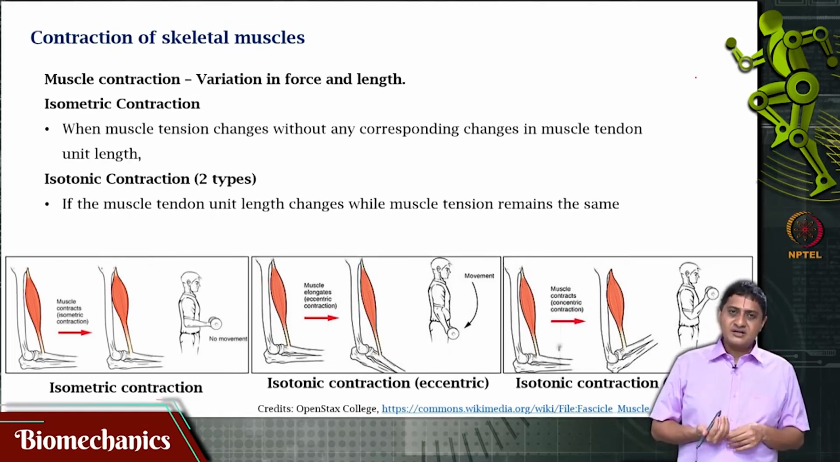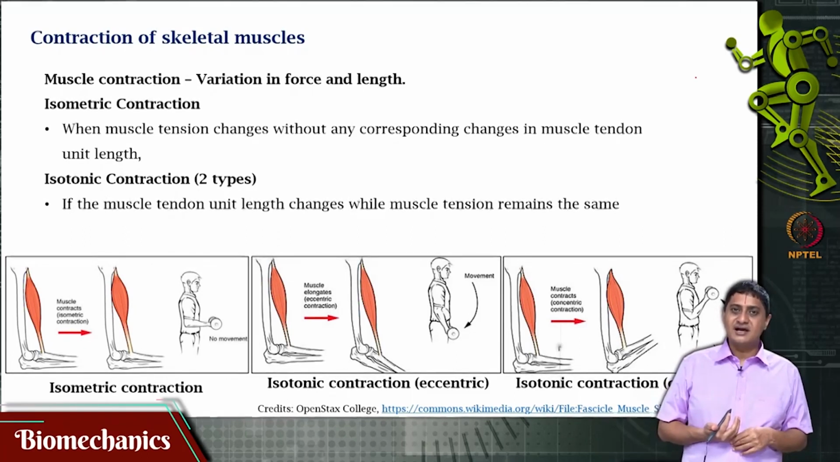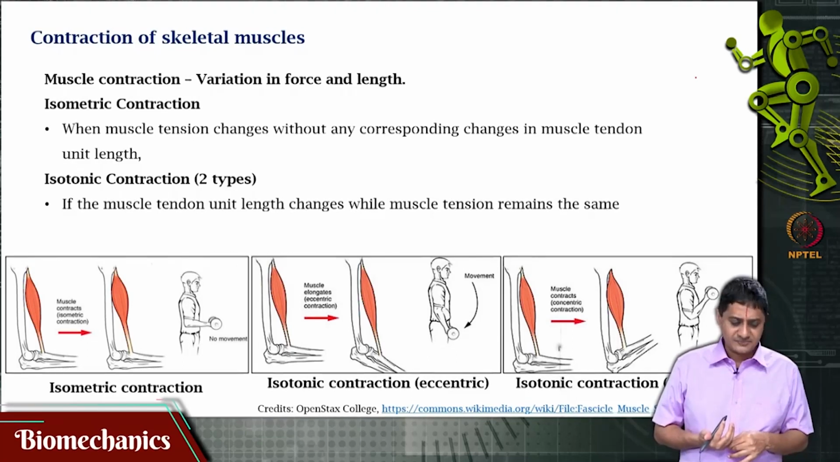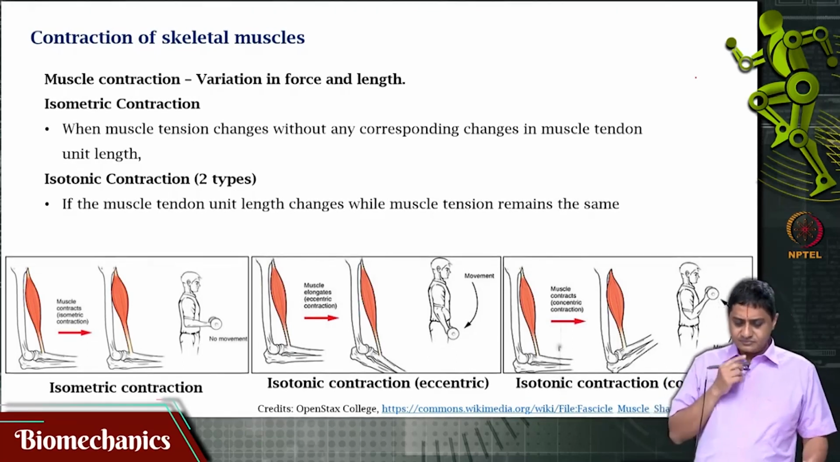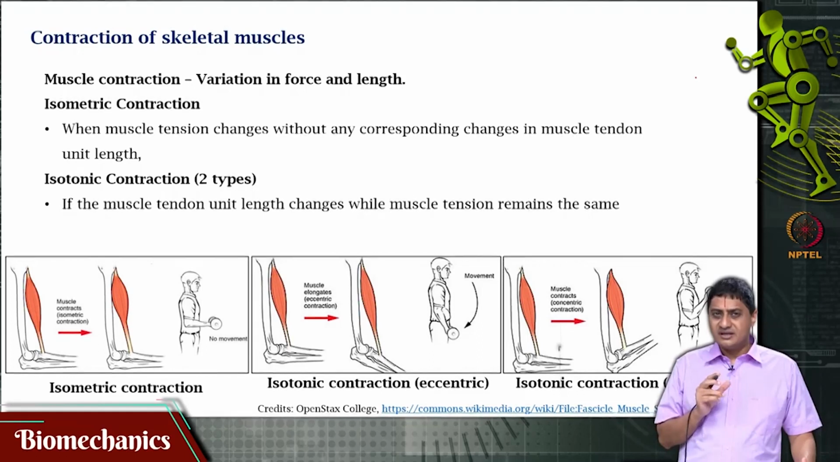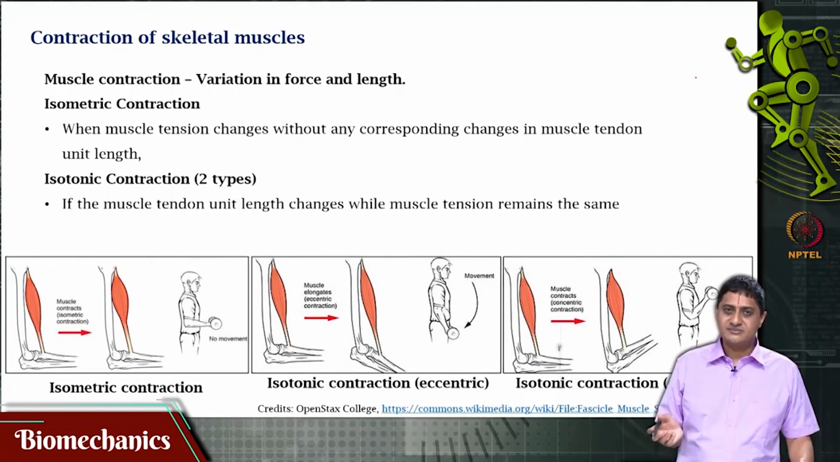When a muscle contracts without causing any change in the configuration of the bones that are involved, such a contraction is called an isometric contraction. Iso means equal, metric means in length. Isometric contraction means a shortening, contraction means shortening, a shortening that happens without change in length.